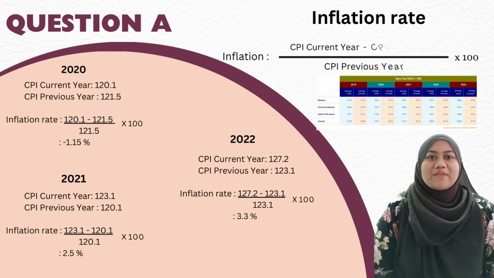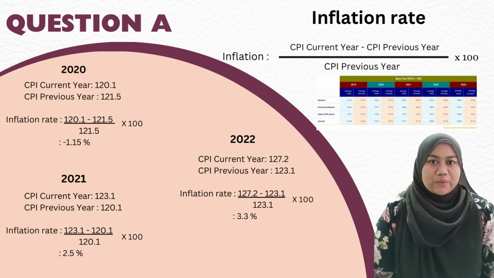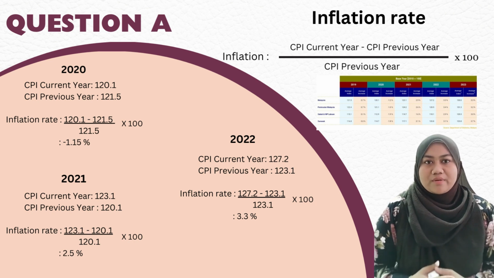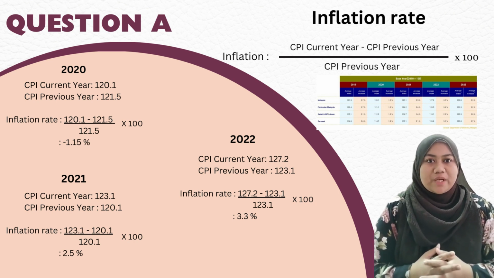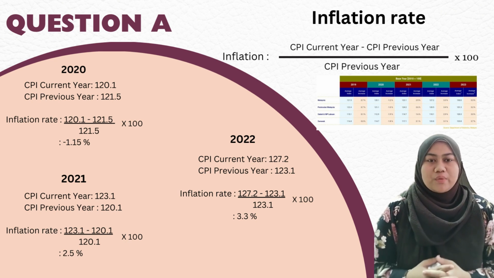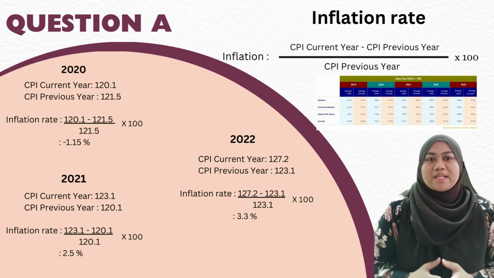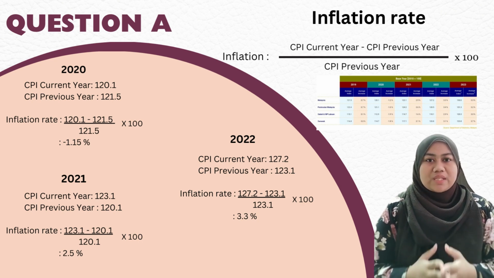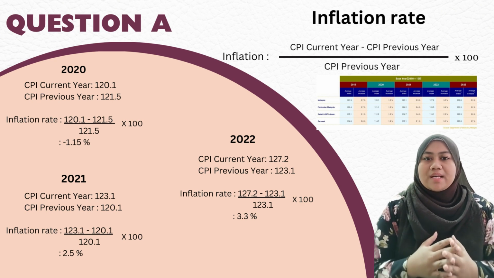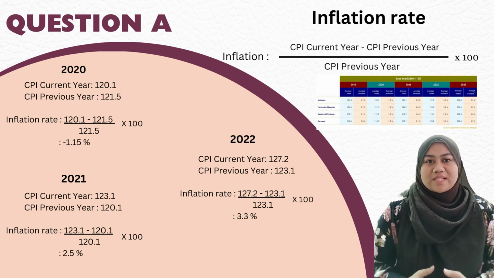And the last one is for the year 2022. The CPI for 2022 was 127.2 and the previous year was 123.1. So using the formula, the inflation rate for 2022 was 3.3%, a 0.9% increase from 2021.